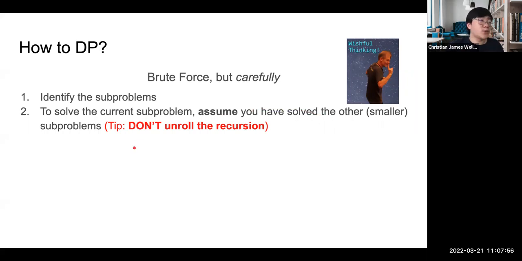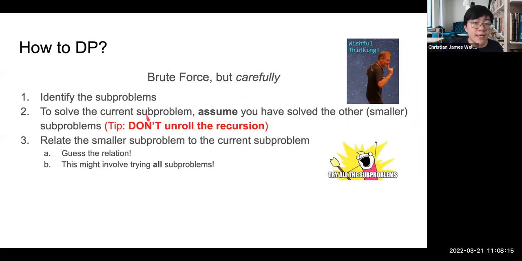And the tip here is to not unroll the recursion. Not unrolling the recursion here means that if you have broken down into the smaller sub-problem, don't break it down even further to even smaller sub-problems. Just stop at the next level, okay? Assume you can solve that. And then use that value to build up for the current sub-problem, okay? All right, so I implicitly mentioned it just now, but you try to relate the smaller sub-problem to the current sub-problem, okay? You have to guess how it's related, okay?